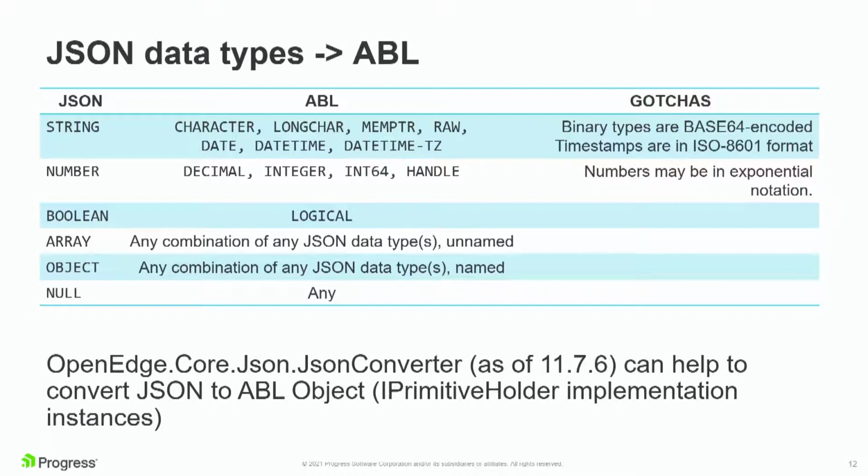So, conversions. Now we have ABL data types, whether they're objects or whether they are primitives. By primitives, I mean these data types. There's no object to object direct mapping. That's what we're talking about here.